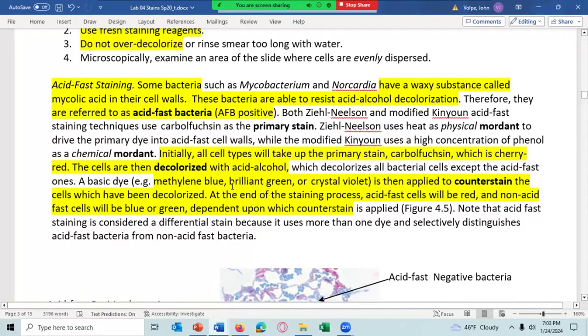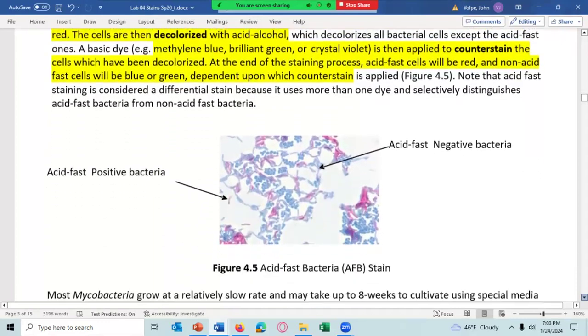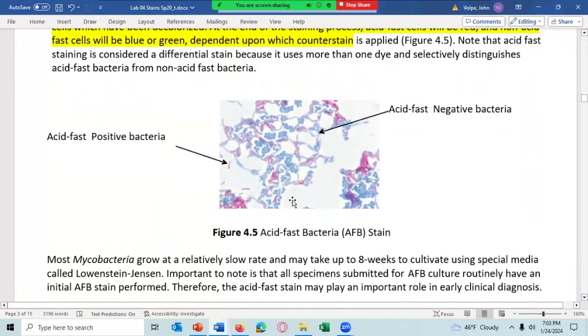And we do have a name of several counter stains here. Methylene blue, brilliant green, and crystal violet are usually used as the counter stain in the acid-fast stain. So when you're looking at acid-fast cells, the acid-fast positive bacteria will stain reddish, and then the acid-fast negative bacteria will stain either greenish or bluish, depending on what the counter stain was.